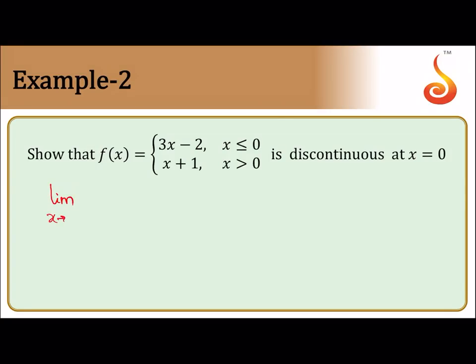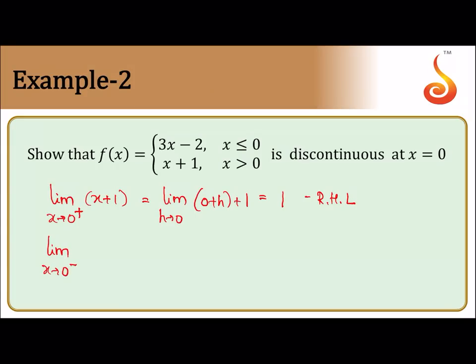Next, show that f of x equals 3x minus 2 for x less than or equal to 0, and x plus 1 for x greater than 0, is discontinuous. Same process. Limit x tending to 0 plus. 0 plus means greater than 0. You have to consider x plus 1. Next step, limit h tending to 0, you put 0 plus h plus 1. So it will give you how much? 1. This is nothing but the right hand limit.